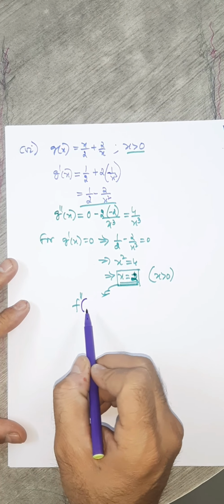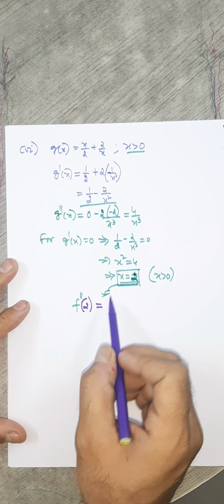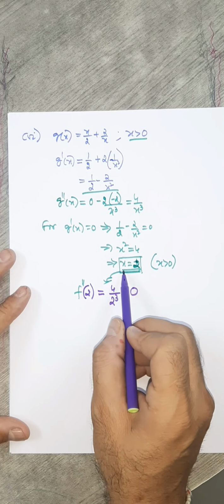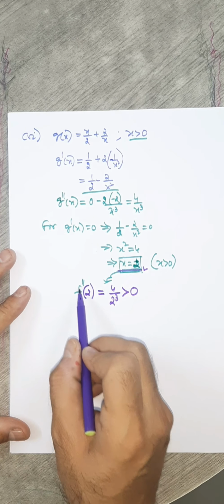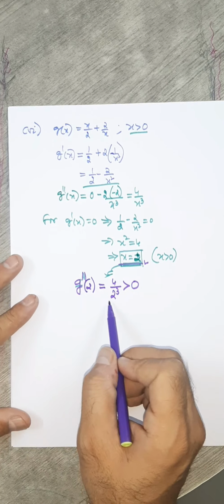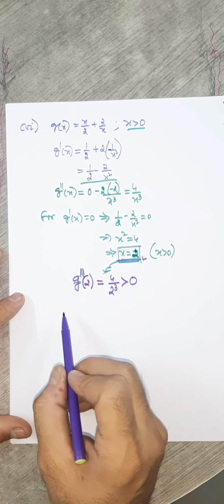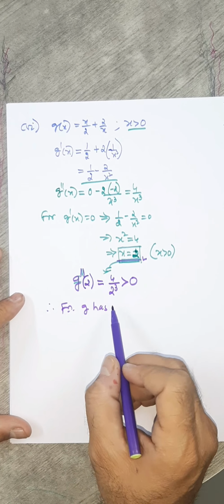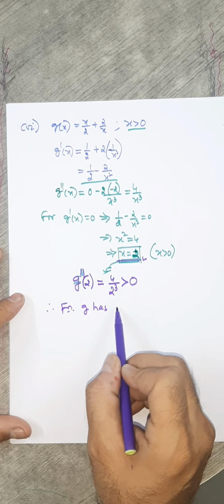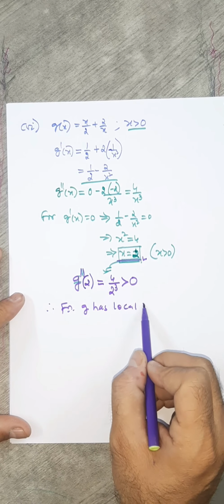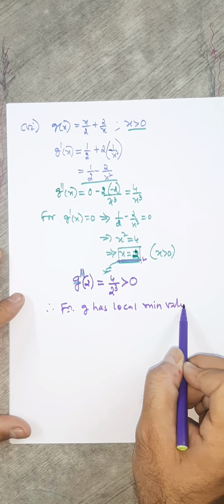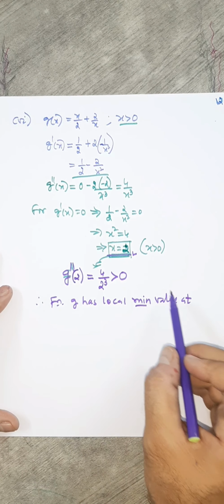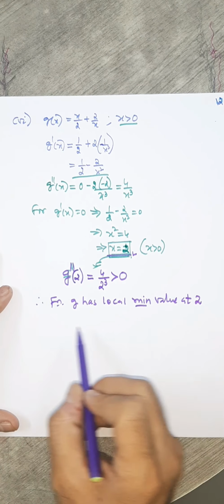Now we put this in the second order derivative here. So it will be 4 by 2 cube. It will be positive. At 2 the first order derivative is 0. The second order derivative is positive. So therefore what is your conclusion? The function g has a local minimum, since it is greater than 0. Greater than 0 then minimum at which place? At 2 here, at 2.